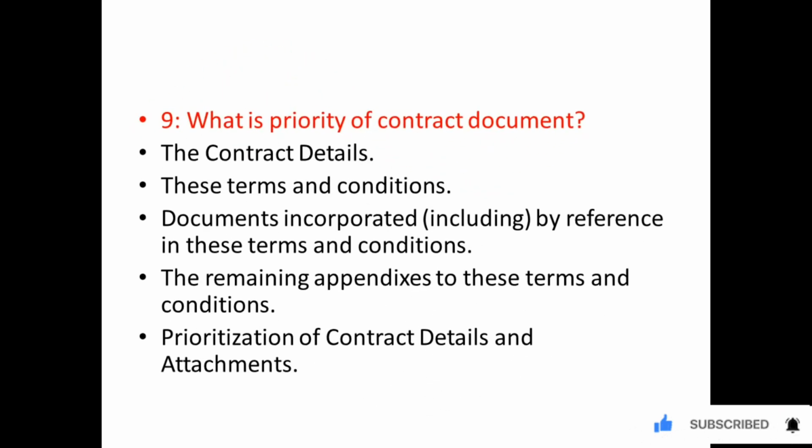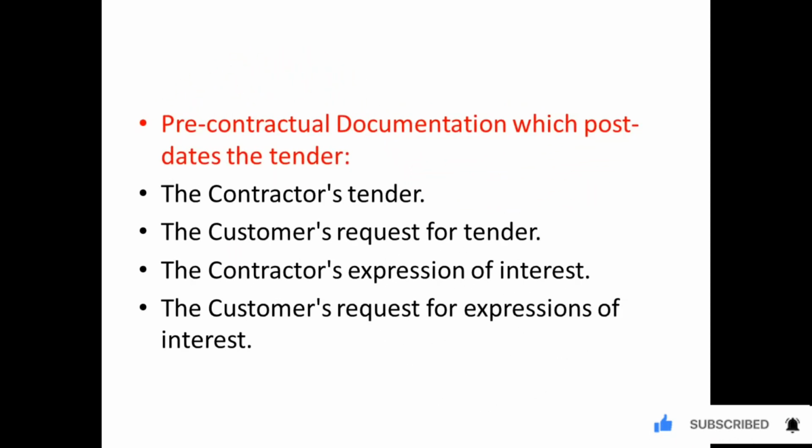Question number 9, what is the priority of contract documents? इसका सबसे पहला जो आंसर है वह है the contract details. These terms and conditions document, including by reference in these terms and conditions, the remaining appendixes to these terms and conditions, prioritization of contract details and attachment. Pre-contractual document which post-dates the tender: the contractor tender, the customer request for tender, the contractor expression of interest, the customer request for expression of interest.